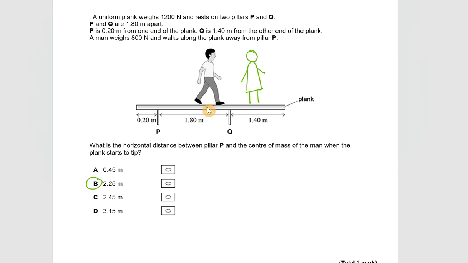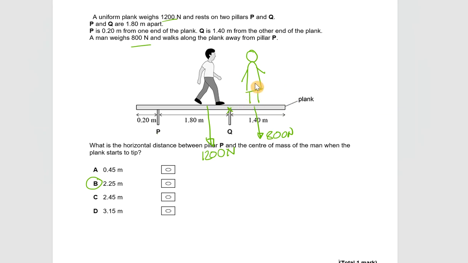The plank is uniform, so its centre of mass is going to be in the middle of the plank, and it has a weight, we're told, of 1,200 newtons. The man has a weight of 800 newtons. There we go, 1,200 and 800. So it's going to tip up around this point Q. It's going to pivot around Q.